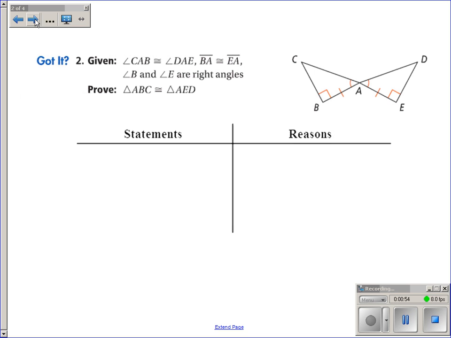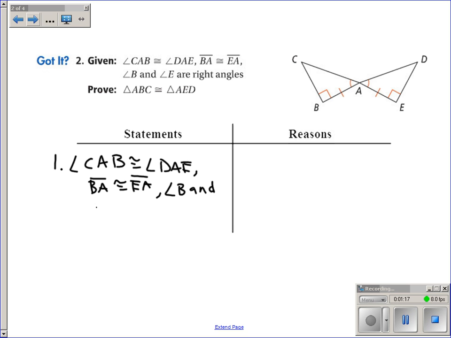In number 2, we're asked to write a proof. Now again, you have to be able to do proofs in this chapter. So we start with our given. Angle CAB is congruent to angle DAE. BA is congruent to EA. And angle B and angle E are right angles. And the reason is, it's given.